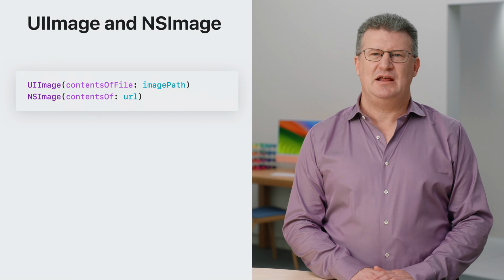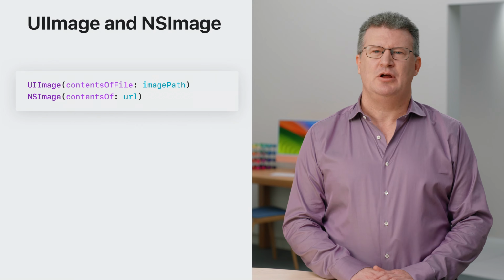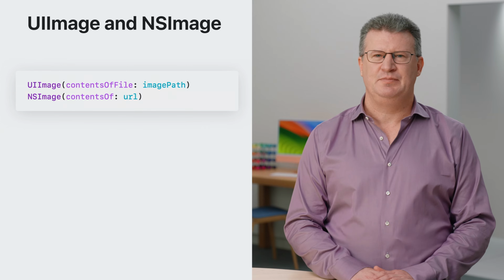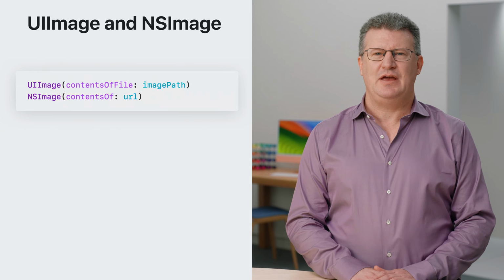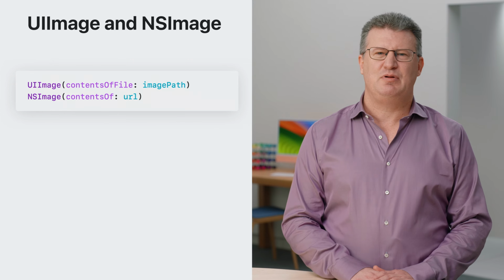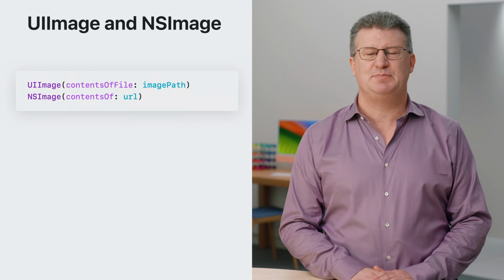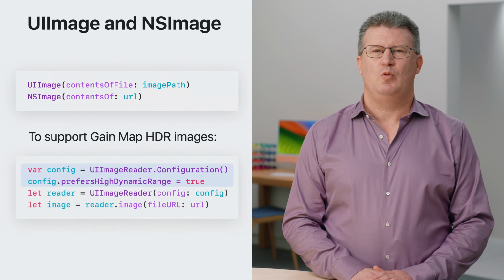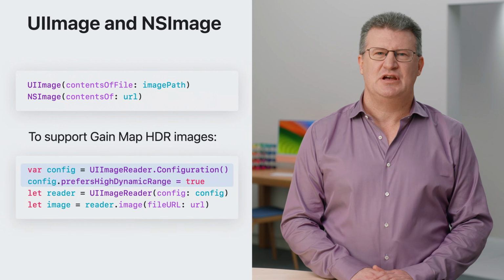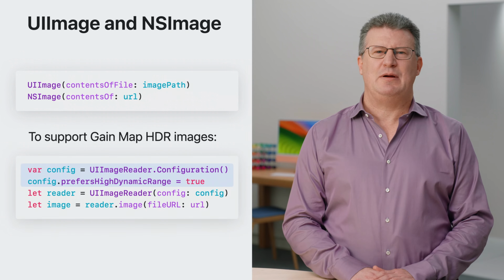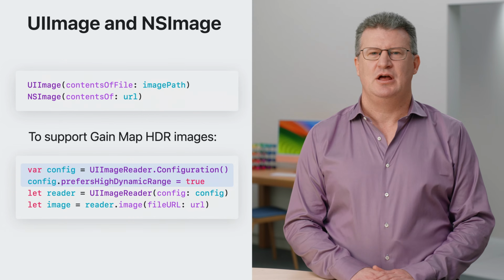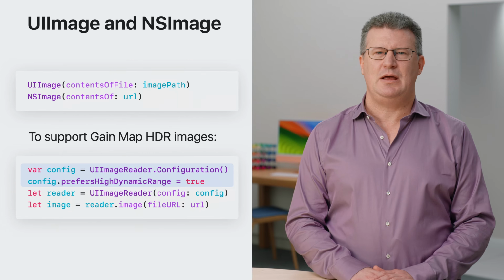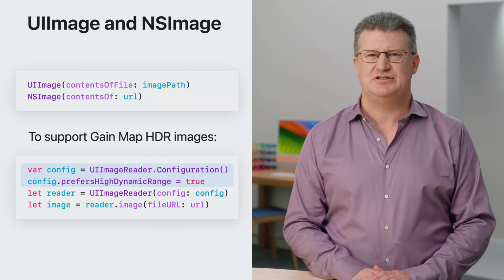UIImage and NSImage now automatically support reading ISO HDR images. ColorSync, Apple's color management infrastructure, will handle the HDR ICC profiles and provide image objects suitable for display. When reading GainMap HDR images, you can request an HDR representation by creating a UIImageReader configuration that prefers high dynamic range. Note that this new behavior only impacts GainMap HDR images.